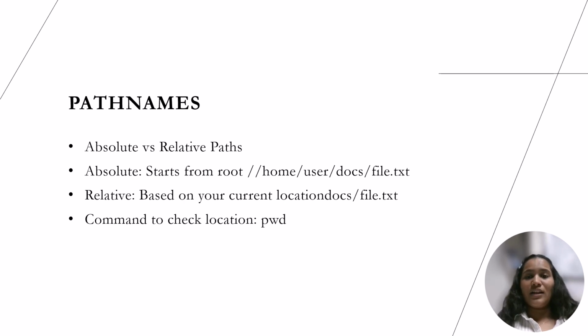A relative path is based on your current directory. For example, if you are already in some folder, you can access the same file. Like if you are under the username in the home folder, you can access the same file with documents slash file.txt. You can check the location of your file using the command pwd, printing working directory.